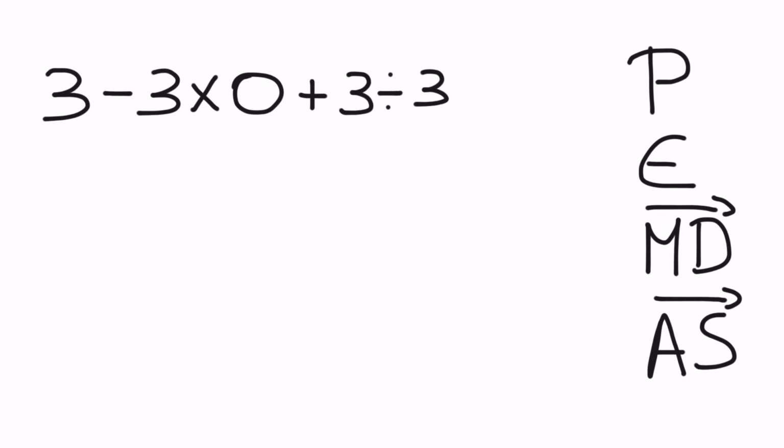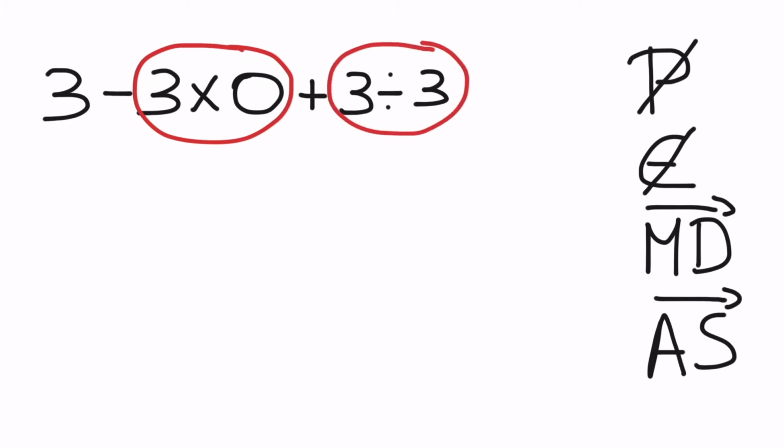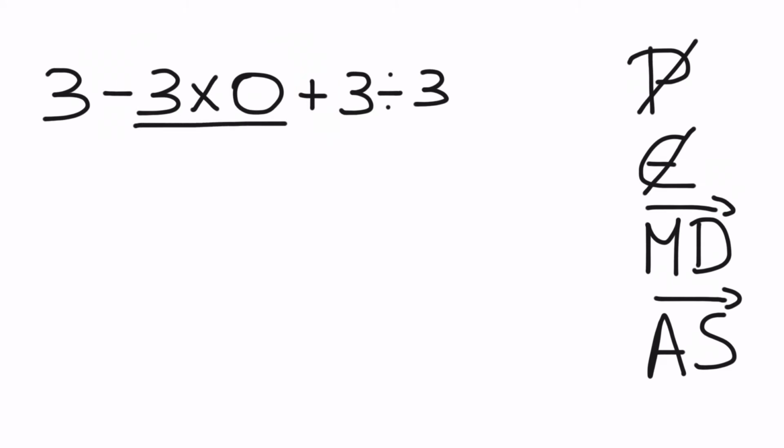Let's ask ourselves some questions. Do we have any parentheses? No. So move on to the next one. Do we have any exponents? No. So move on to the next one. Do we have any multiplication or division? Yes, both. Which one do we do first? Multiplication, because it's on the left and we see it first.